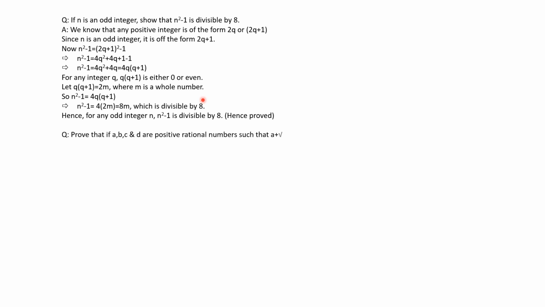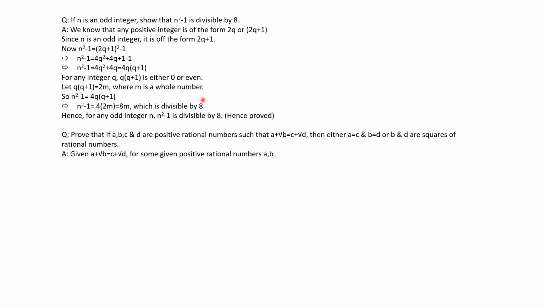Prove that if a, b, c and d are positive rational numbers such that a plus root b equals c plus root d, then either a equals c and b equals d, or b and d are squares of rational numbers. It is given that a plus root b equals c plus root d for some positive rational numbers a, b, c and d.